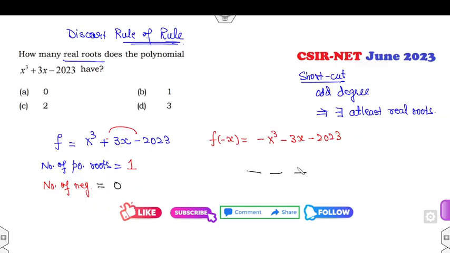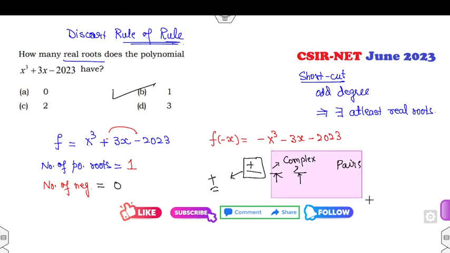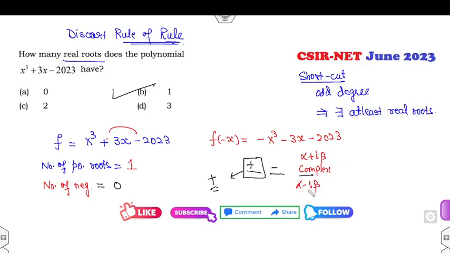Now since it has 3 roots because it is a cubic, one root is positive, and the other two are complex roots. And we all know complex roots always occur in pairs. So if one root is complex, the second is also complex. How many real roots? Real means positive or negative. So that means only one real root in this case. Also make sure that you can't have one negative root and one complex root, that is not possible, because if alpha plus iota beta is a root, then alpha minus iota beta is also a root. So complex roots always occur in pairs. So the right answer is B.